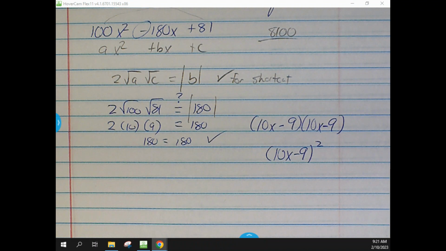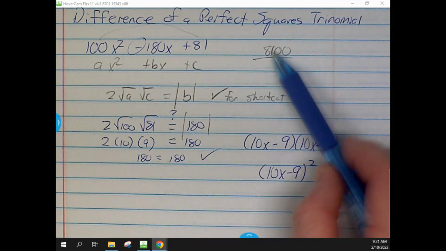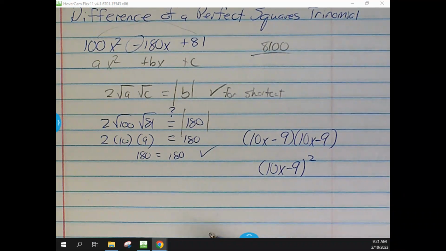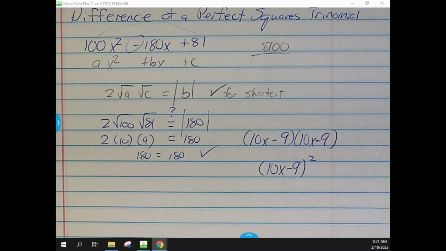So, okay, that's kind of the two problems where, again, it's going to save you some work, especially when your A and C numbers are kind of big. I'm not expecting you to take 8100 and break it down and start finding the factors. That's just kind of ridiculous.